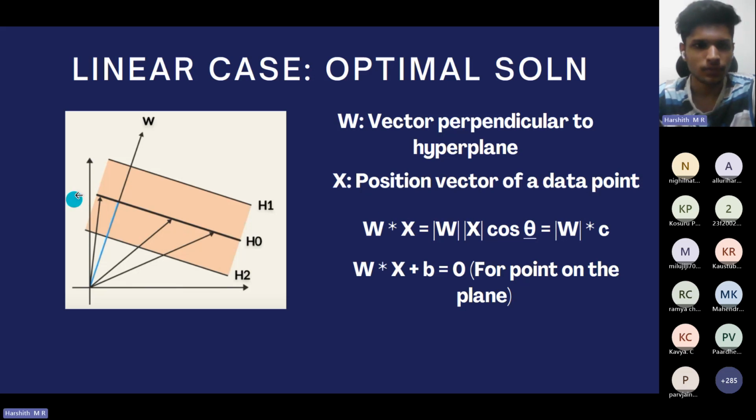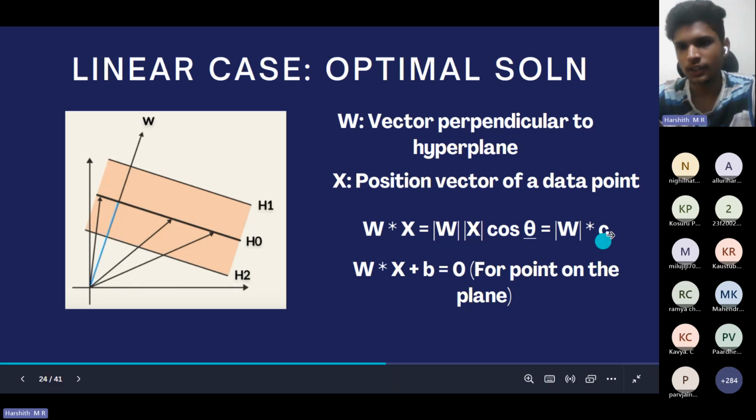We'll calculate the equation of H0 using this W and X. First, we'll do W dot X. While applying the dot product, you can split this as magnitude of W times magnitude of X times cos theta. Cos theta is the angle between W and X. And X cos theta is nothing but the component of X along the W direction. This blue line over here is X cos theta. You can just replace that with another variable C.